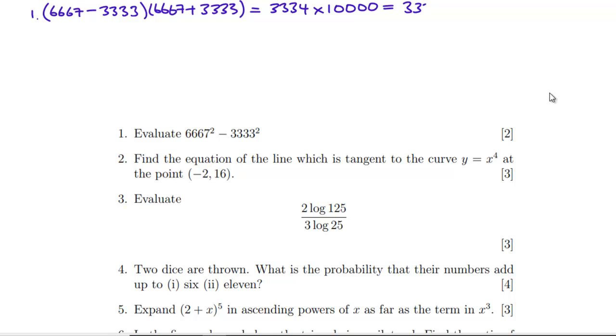So 3334 and then 4 zeros at the end. So nice easy starter for 2 marks.